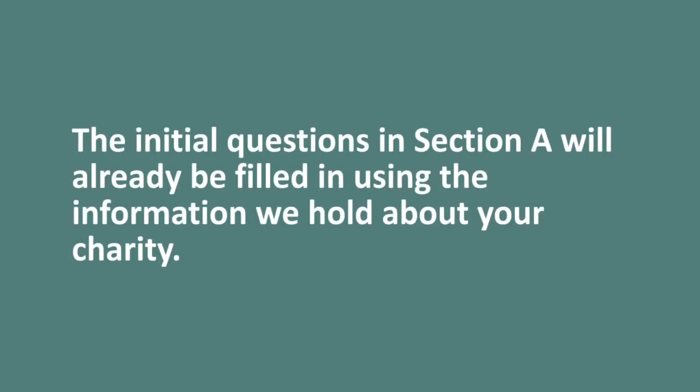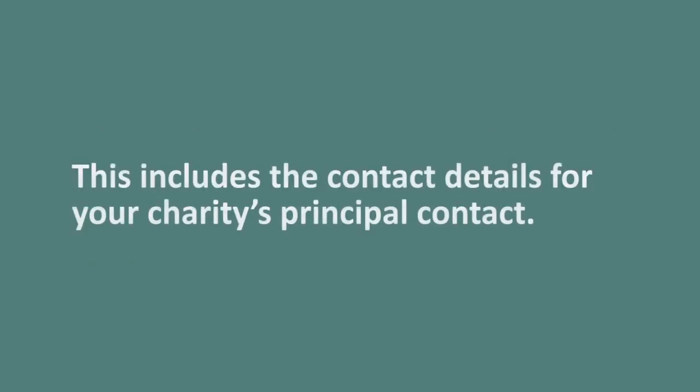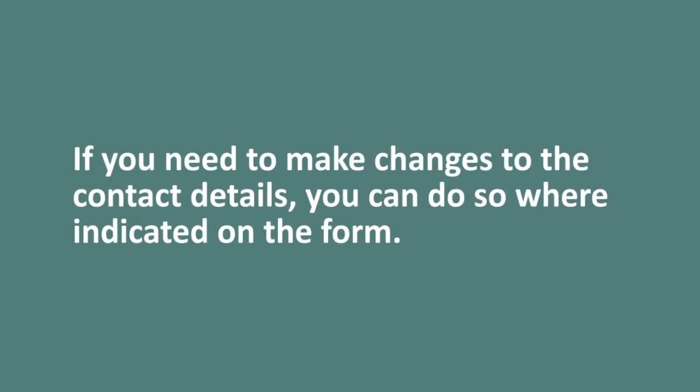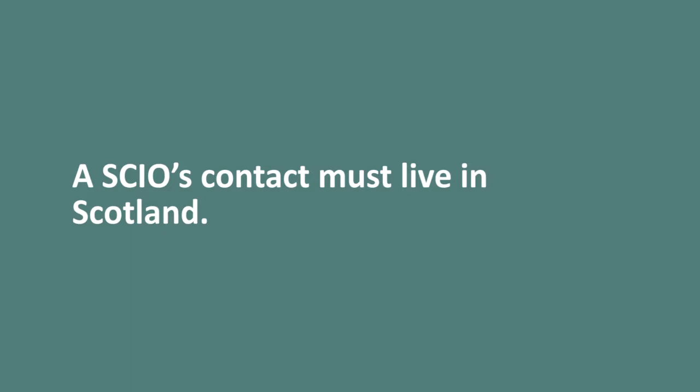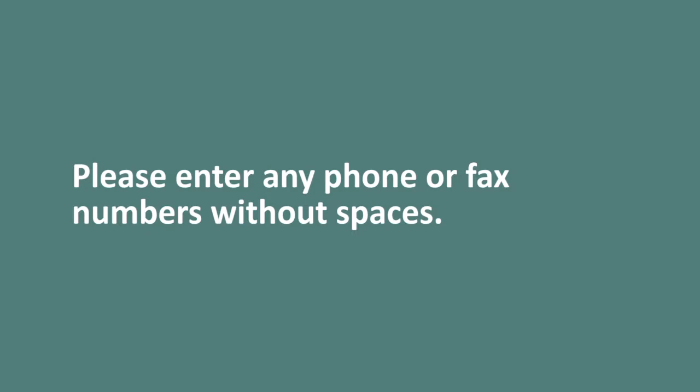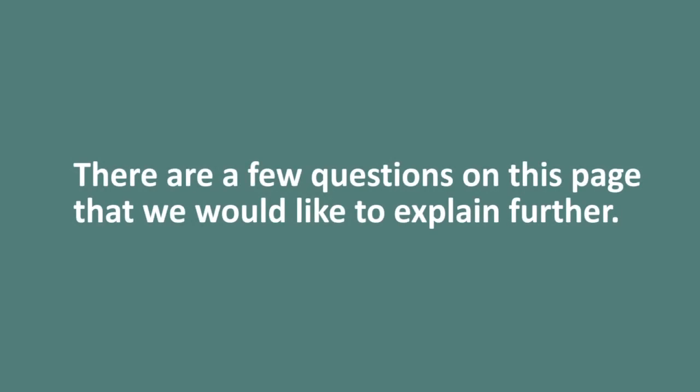The initial questions in Section A will already be filled in using the information we hold about your charity. This includes the contact details for your charity's principal contact. If you need to make changes to the contact details, you can do so where indicated on the form. A SCIO's contact must live in Scotland. Please enter any phone or fax numbers without spaces. There are a few questions on this page that we would like to explain further.